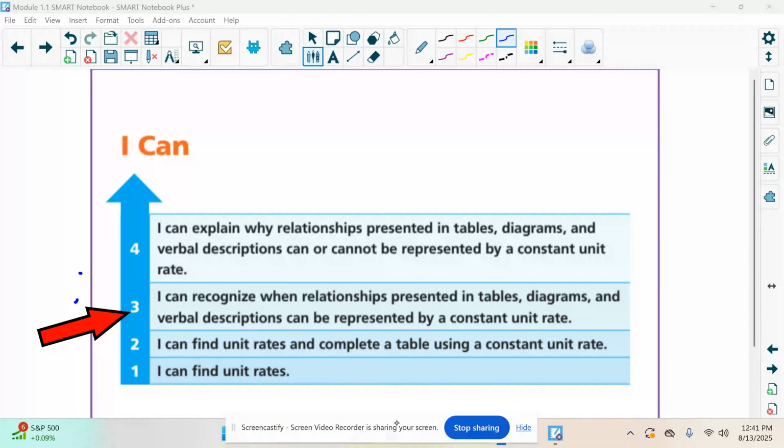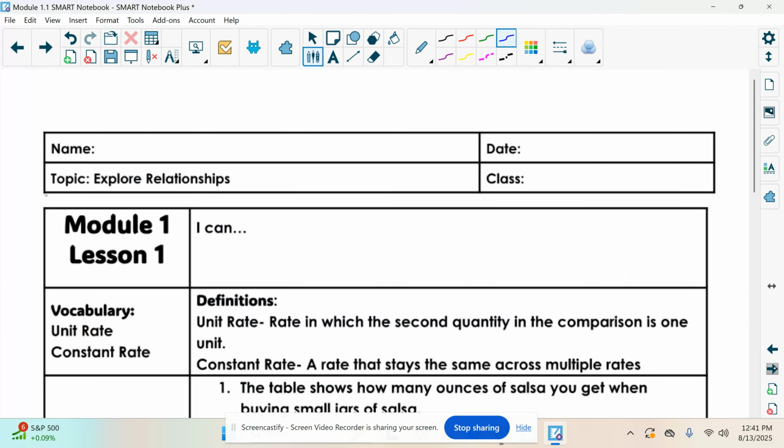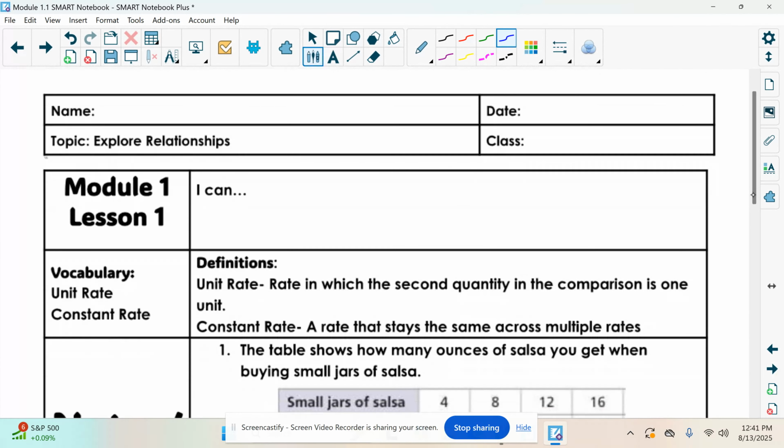Alright, so we wrote down our I can statement, right? I can recognize when relationships presented in tables, so we're going to talk about tables today, diagrams, which is just another fancy word for looking at pictures, and verbal, meaning written statements, descriptions can be represented by a constant unit rate. Okay? So the first thing we're going to look at is our vocabulary.